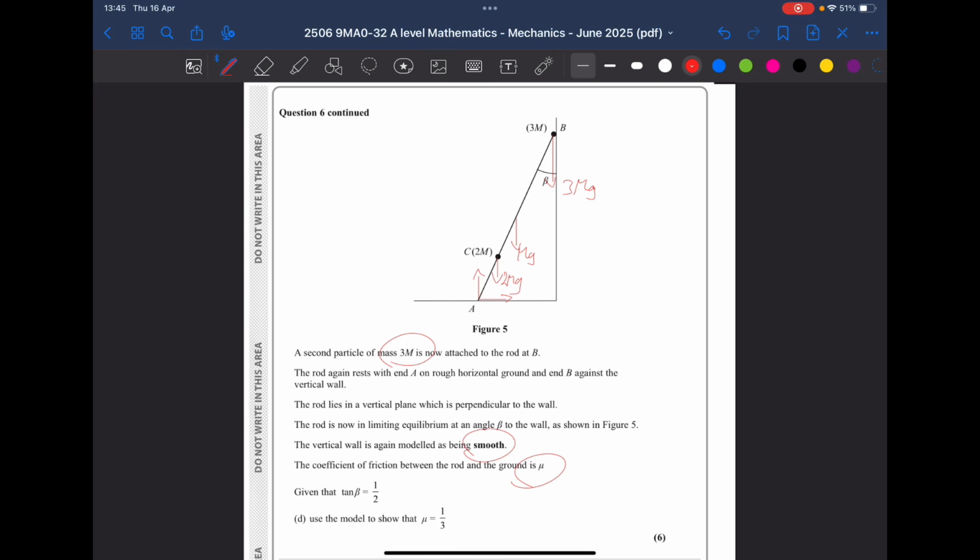I'll keep R and S like they did before. That's R, this should be mu R. Coming off the wall will be S. And again, smooth wall, so no friction coming up that way at all.